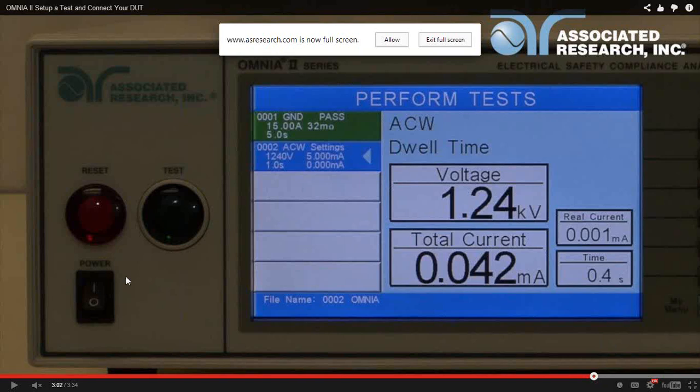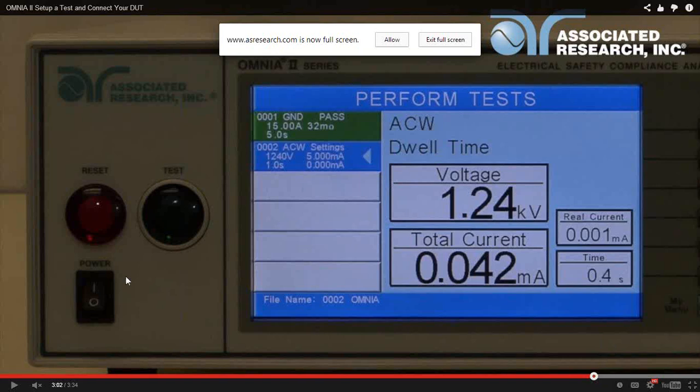Whereas the high pot test, an AC withstand test, was run at 1240 volts for 1 second, and the resulting leakage current was measured to be 0.042 milliamps. So that was a quick demonstration of how a high pot test and a ground bond test are performed. Once you have all the connections made, it's as simple as pressing the test button on the tester.